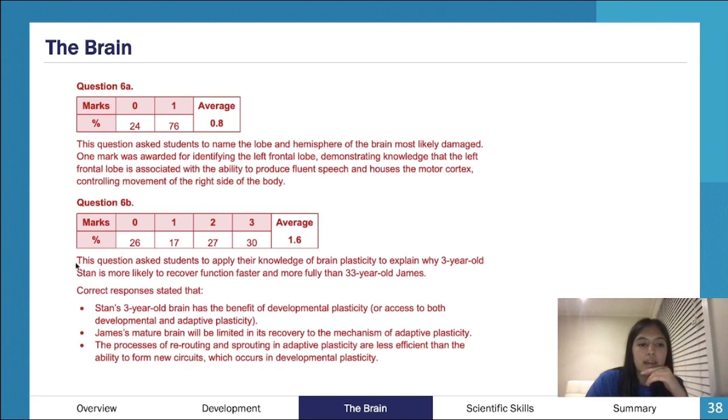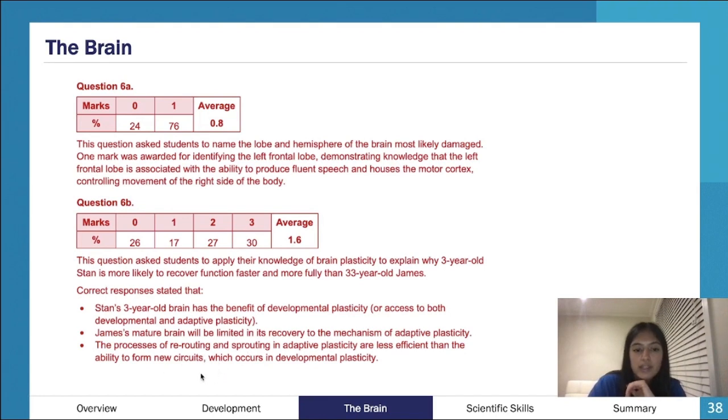Okay, so 6B. The correct response stated that Stan's 3-year-old brain has the benefit of developmental plasticity or access to both developmental and adaptive. James' mature brain will be limited in its recovery. So hopefully, again, you're thinking of a very well-versed student with VCAA marking here. I know you guys were just talking about this. So hopefully what you guys are thinking about in that time is this second dot point. So James' mature brain will be limited in its recovery to the mechanism of adaptive plasticity.